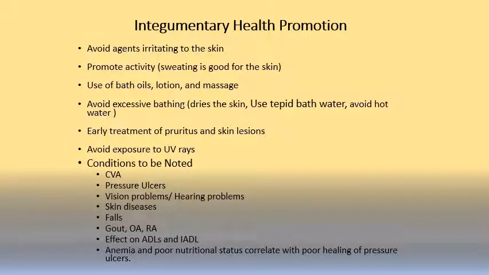So what do we do to promote a healthy integumentary system? Number one, avoid agents irritating the skin, and promote activity. Sweating is very good for the skin, as is the use of bath oil, lotions, and massages. Avoid excessive bathing, which dries the skin, and use tepid bath water. Avoid hot water. Again, early treatment of pruritus and skin lesions is very important. Avoid exposure to UV rays.